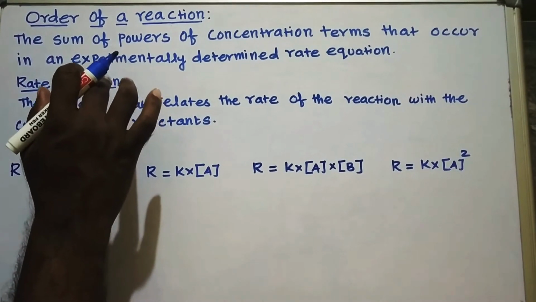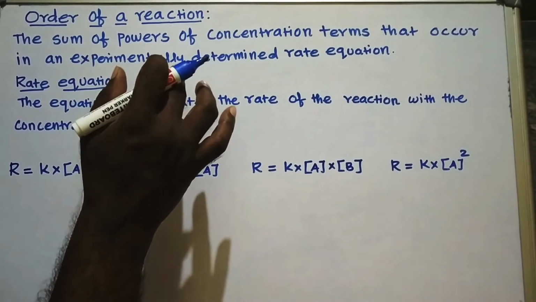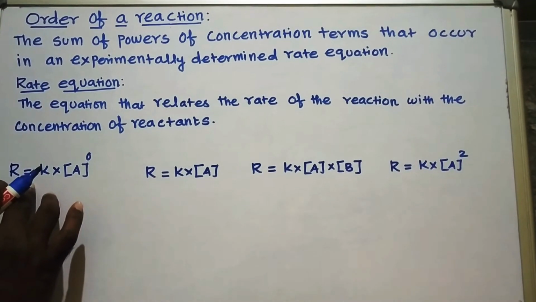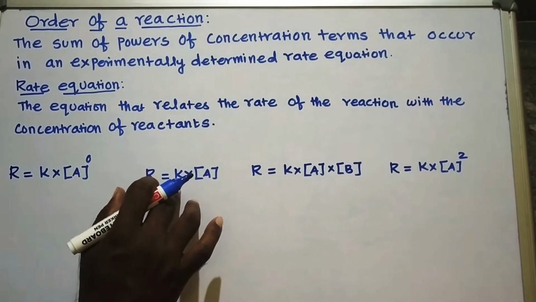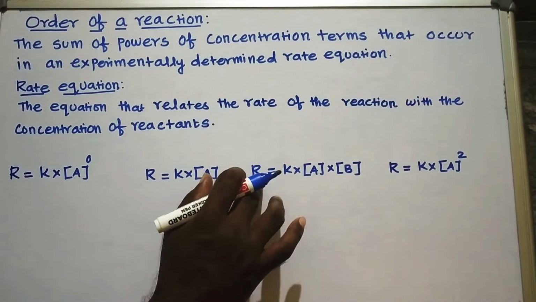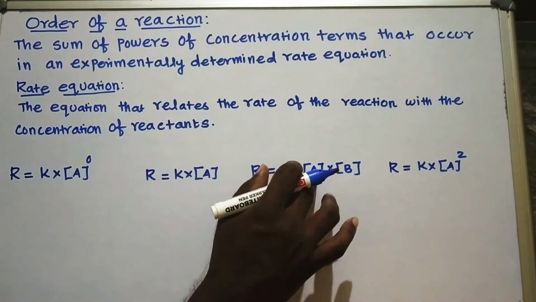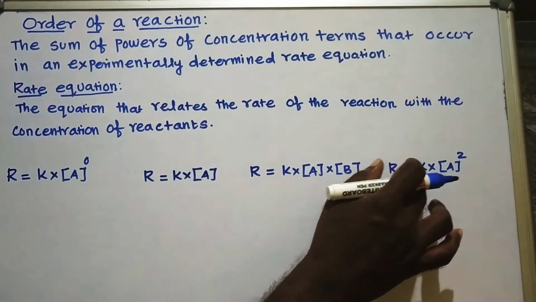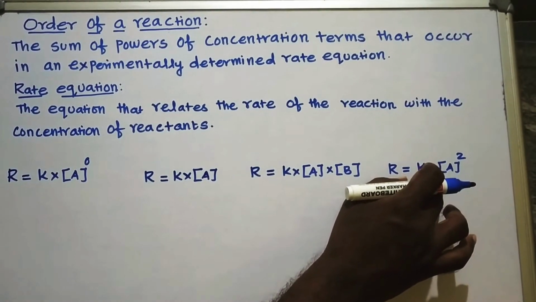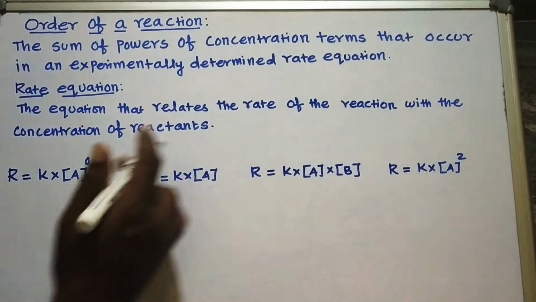Now we are going to see some examples. R is equal to K into A power 0. R is equal to K into A. R is equal to K into A into B. R is equal to K into A squared. Now I am going to take the first one.